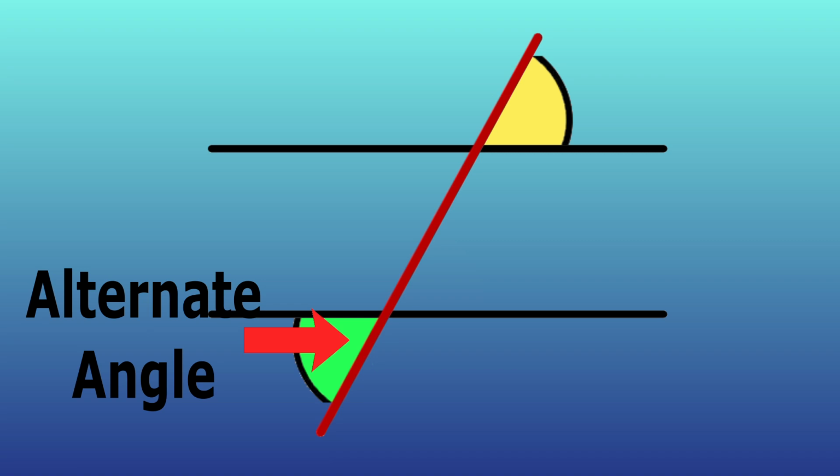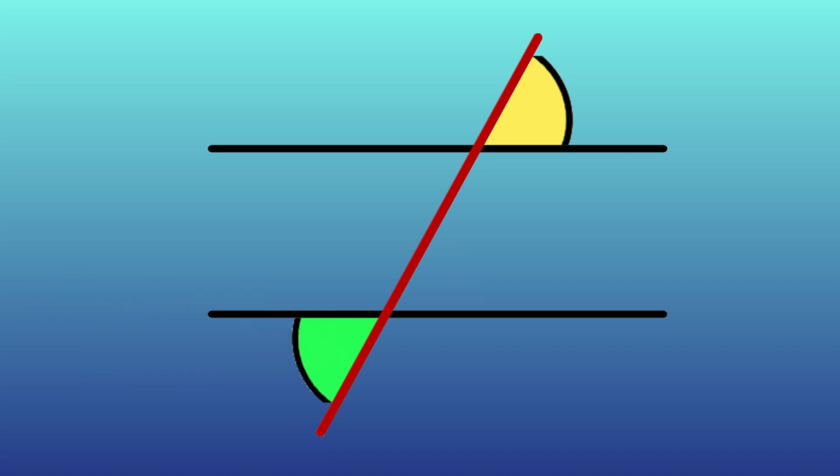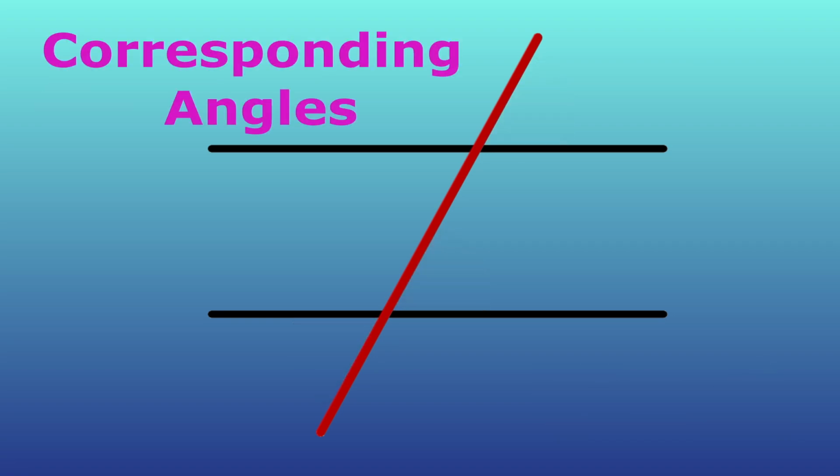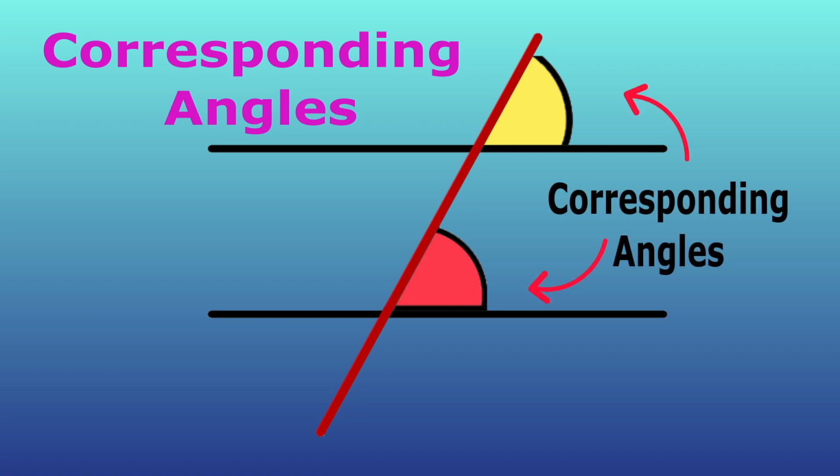The most important rule you need to know about corresponding and alternate angles is that angles that correspond to each other are the same size, and angles that are alternate to each other are the same size. Corresponding angles can be thought of as pairs of angles. We saw the example of yellow and red angles corresponding to each other.